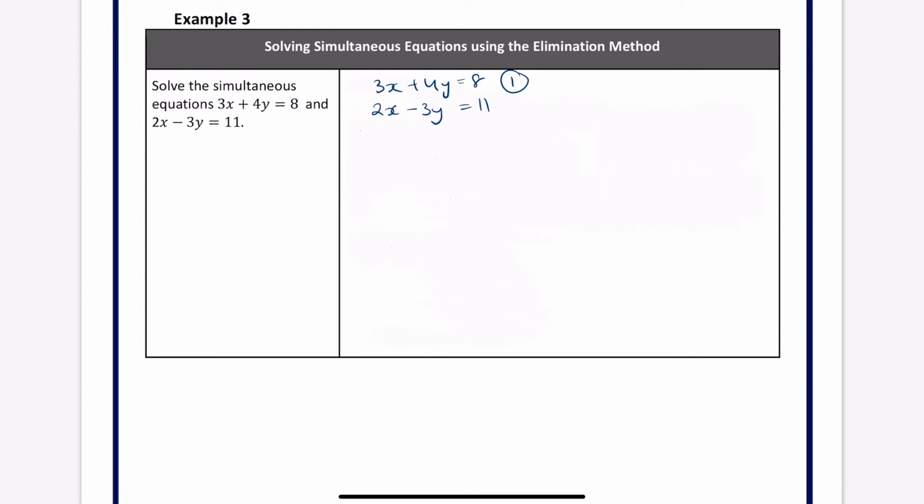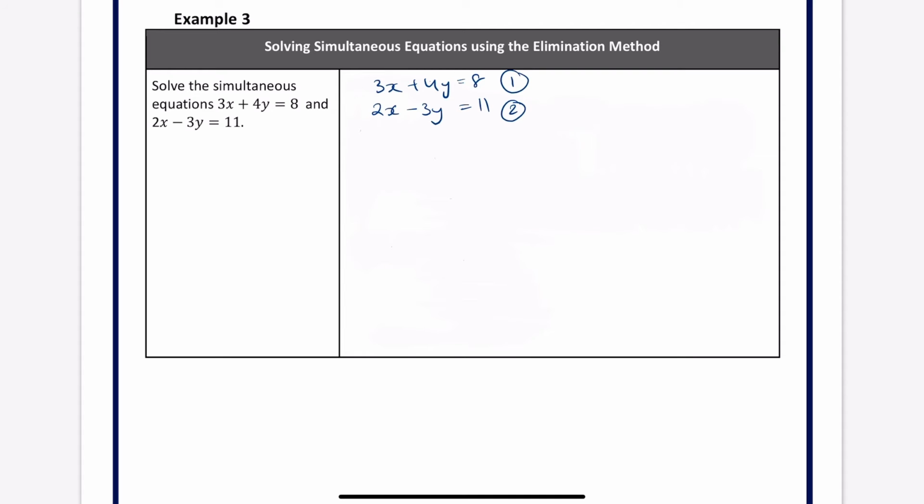When you look at this, you may notice that there are similar coefficients here and here. However, don't be messed up with that. They have to be the same letter to have the same coefficient to do elimination. So what we need to do here is change one of the equations to be the same as the other. And what we're going to do is the lowest common multiple. Okay, so I'm going to focus on x.